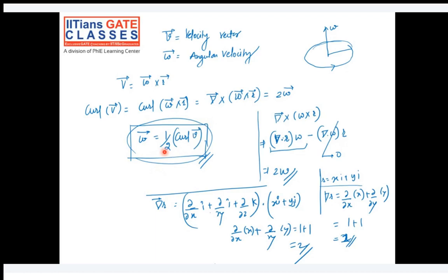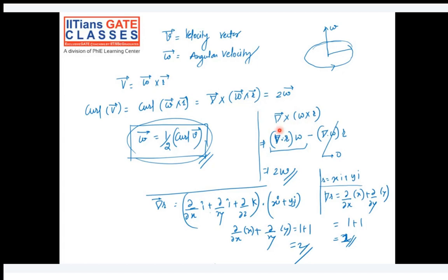It's a well-known formula. Coming back to this, why did this 2 omega come here? This term I am writing as it is, del cross omega cross r. If you perform the vector triple product, you will get del dot r times omega minus del dot omega times r.